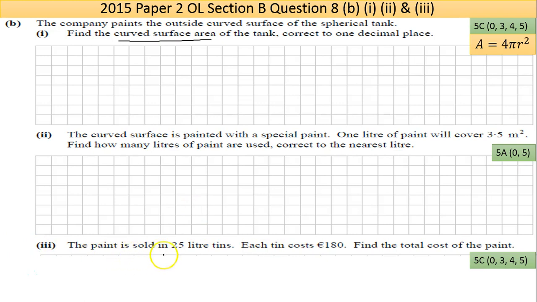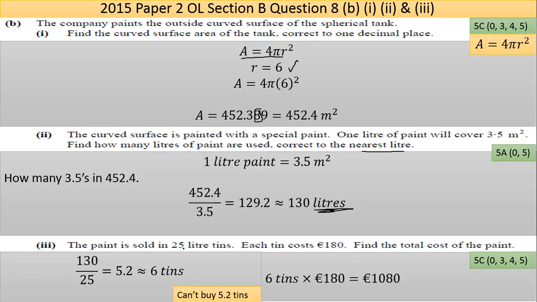So part 3 here, the paint is sold in 25 litre tins. Each tin costs €180. Find the total cost of the paint. Okay, so basically it's how many 25s are there in 130. So I divide it in, I get 5.2 tins, and again, I can't buy 0.2 of a 25 litre tin, I have to buy the full 25 litres. I'll have leftover paint, but that's life. So it's 6 tins I need to buy. So it's 6 tins by 180. That calculates out for me to be €1,080. That's good at 5C scale. So it's just so you can get marks and stuff here. Handy enough if you're consistent.